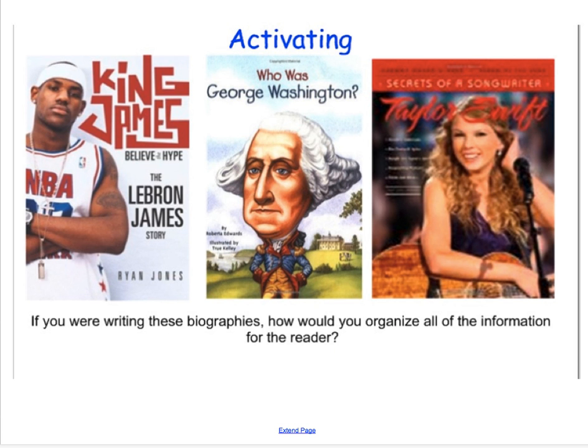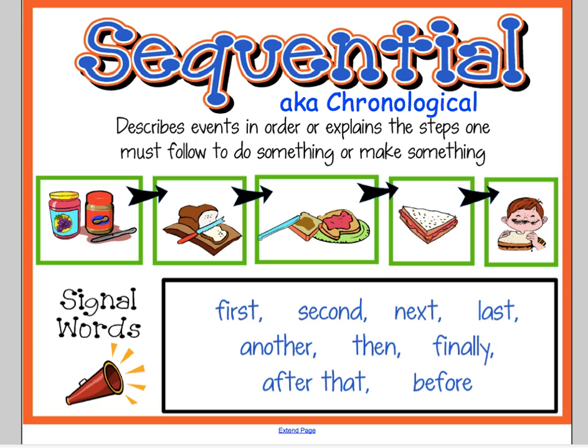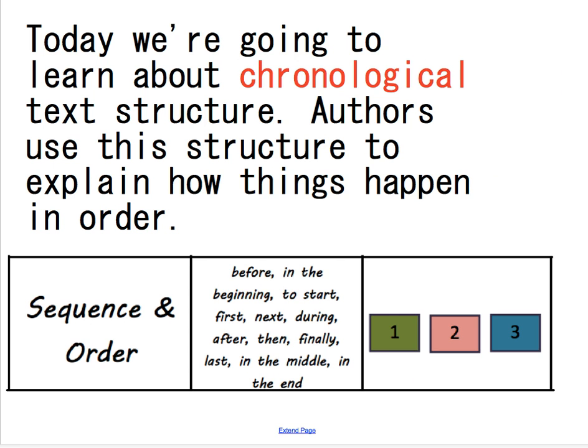If I was telling the story of these people's lives, I would definitely pick sequential or chronological. They were born, then different things in their life happened to get them to where they are today. Remember, when you're looking at sequential or chronological, the signal words you'll hear are first, second, next, last, another, then, finally, after that, and before, to show you how their lives moved.